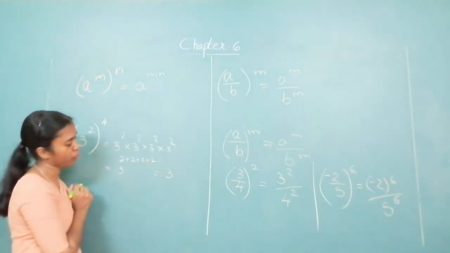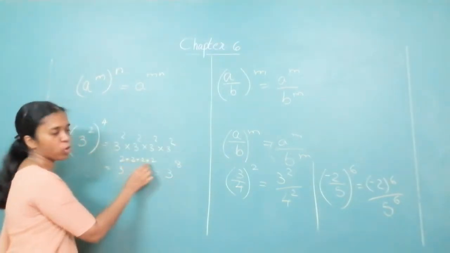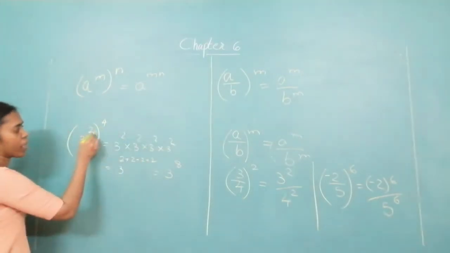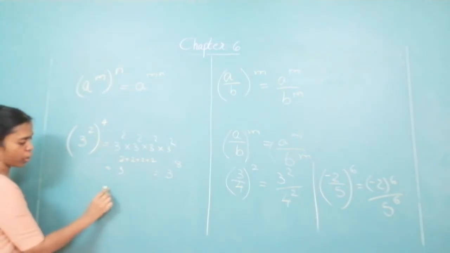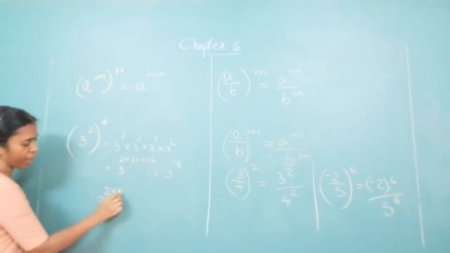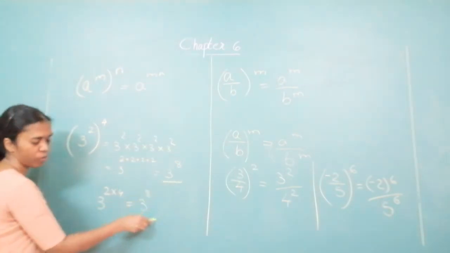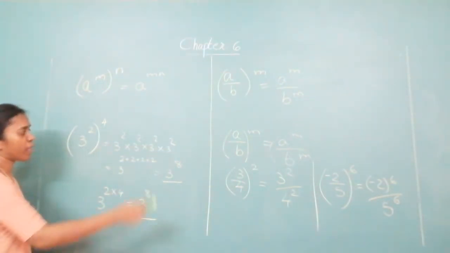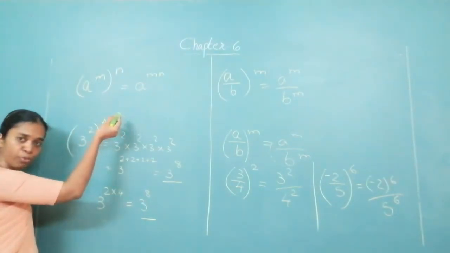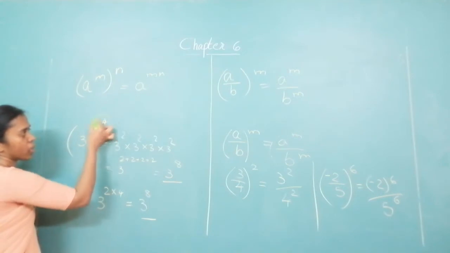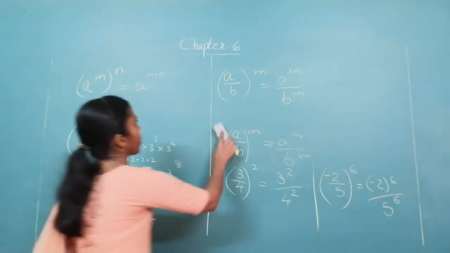3 raised to, you will be getting it as 8. 2 plus 2 plus 2 plus 2 is 8. That is what we get over here. So 3 raised to 2, multiplied 4 times, we are getting as 3 raised to 8, what you got over here only. Okay. So when you have (3 raised to 2) raised to 4, then both the indices should be multiplied for the answer. Okay. Let us take one example.